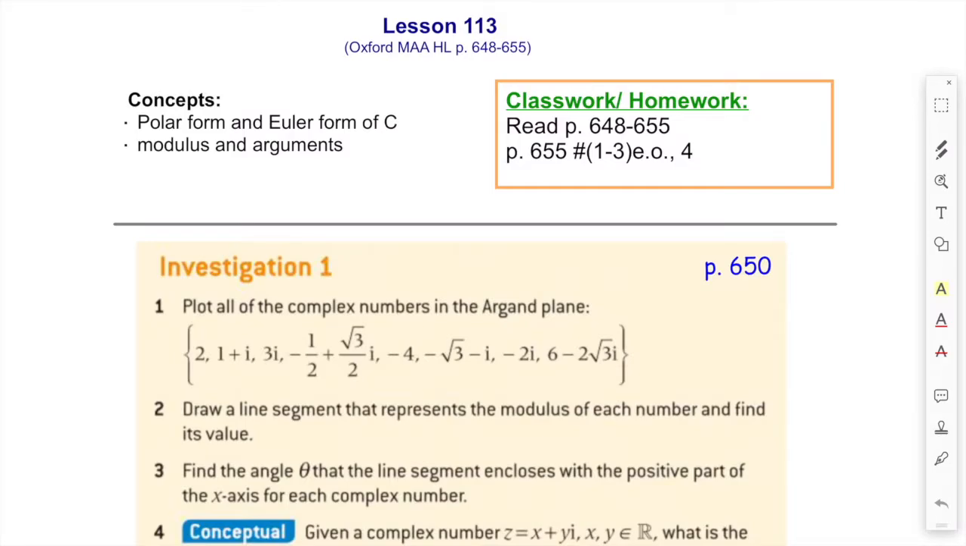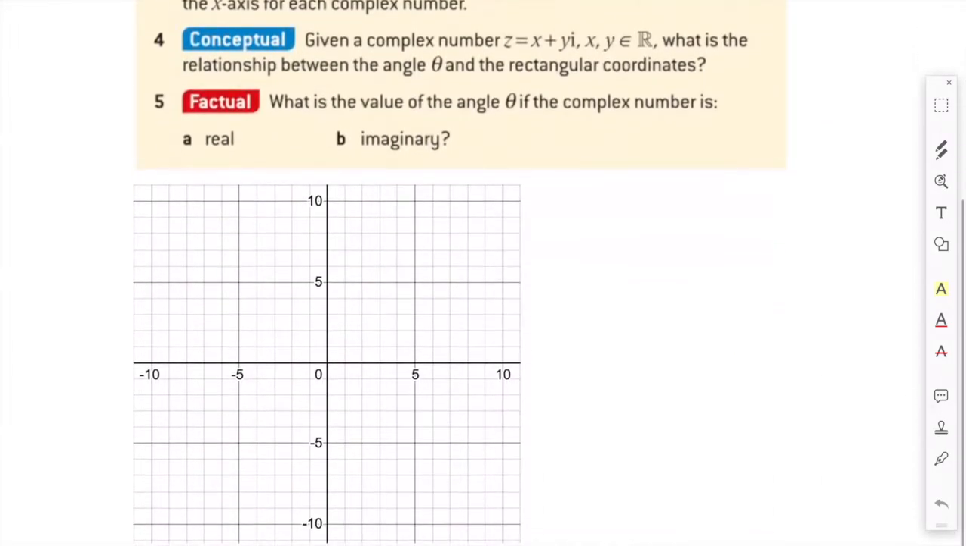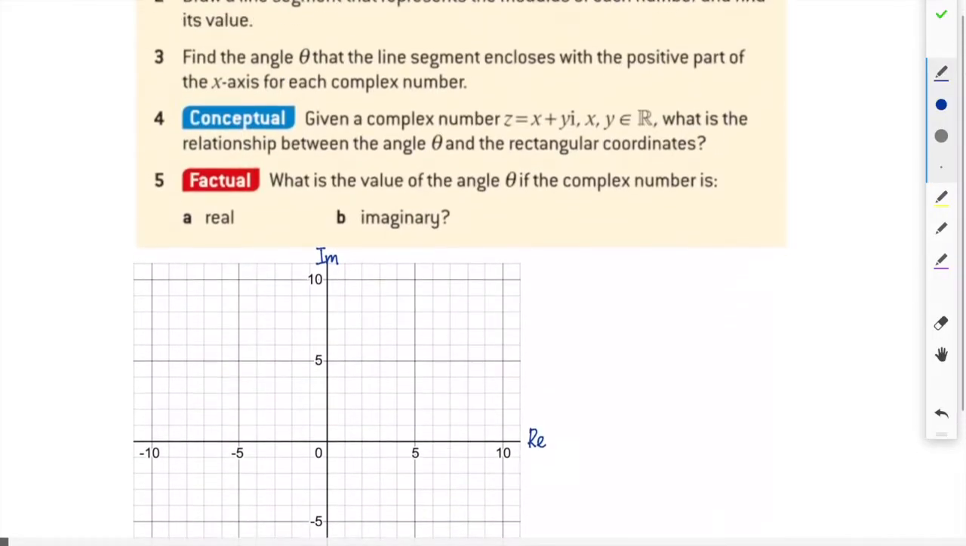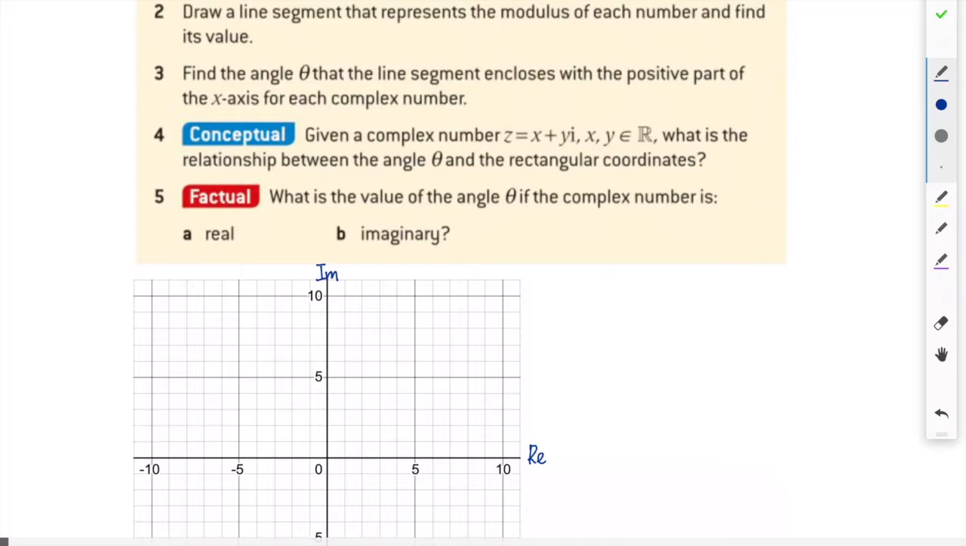So just a reminder, an Argand plane kind of looks like a Cartesian plane where the horizontal axis represents the real part of a complex number and the vertical axis represents the imaginary part of a complex number. So for instance, if I'm plotting the number 2, the first number in the set, then I'll be going 2 steps on the real axis, and that's it, because it has a plus 0i part.